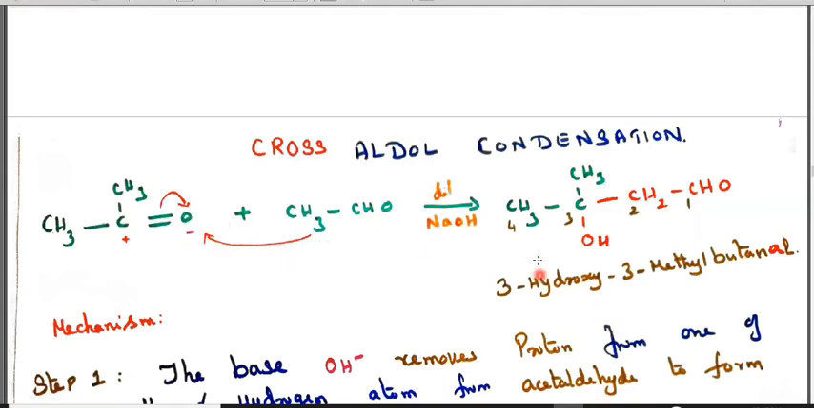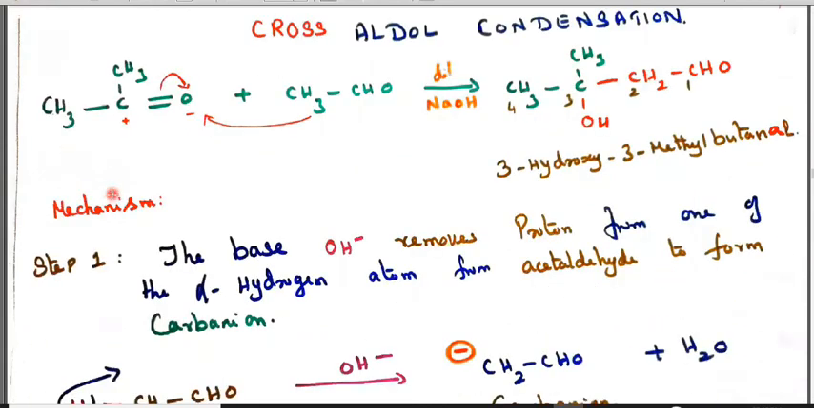So we get CH3, C, CH3, OH and here CH2, CHO. When we compare aldehyde and alcohol, aldehyde has more priority than OH. So numbering 1, 2, 3, 4: on the third carbon, a methyl is substituted and a hydroxy group is substituted. So it is named 3-hydroxy-3-methylbutanal, because the aldehyde is the preference, so the 'al' should come.